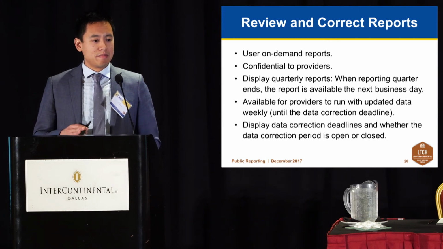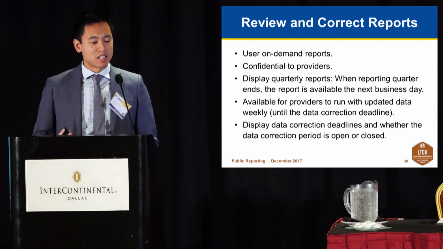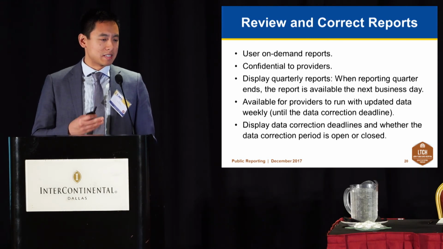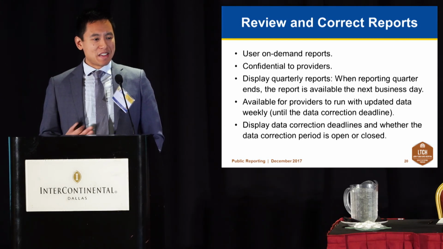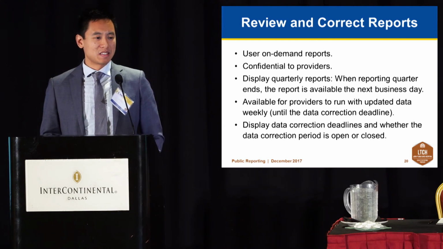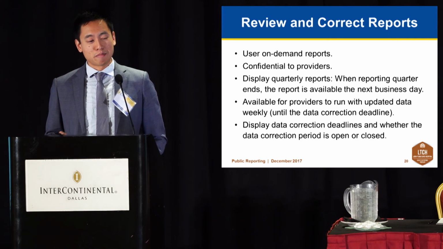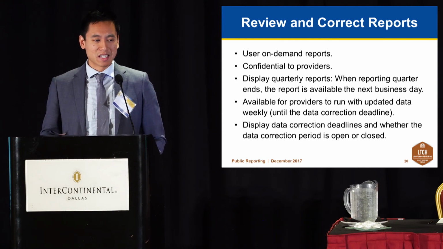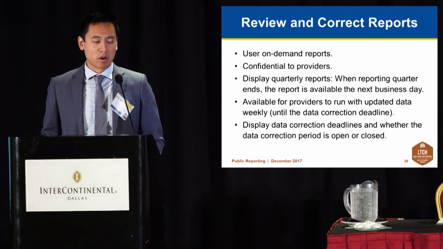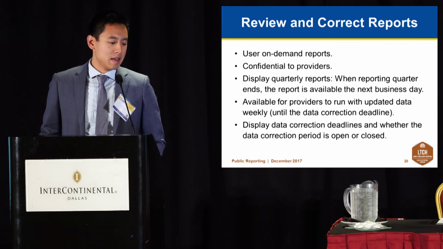And the corrections will be updated into the data correction deadline. So that means that, let's say, quarter 4 2017, the data correction deadline is May 15th, 2018. So if you submit a correction on May 17th, 2018, it will be submitted, but it will not be updated. Your quality measure calculations will not be updated, because your data is completely frozen.